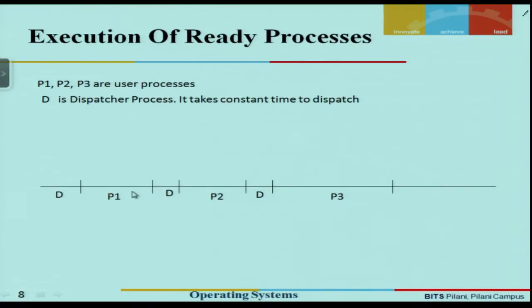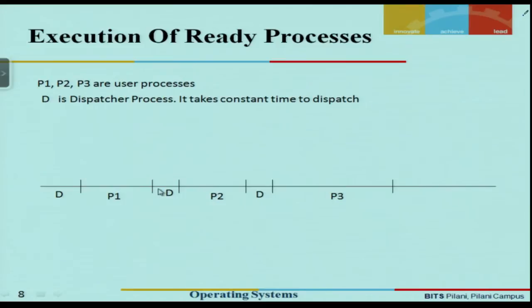In the beginning, let us assume a scenario where the processor is free, and these are the 3 processes in a ready state, ready to be executed. So the dispatcher would run first. From the list of 3 processes, it picks up the P1 process and dispatches it for the purpose of execution. P1 executes for this much period of time, starting at this point, and executes up to this point. At this point, P1 terminates.